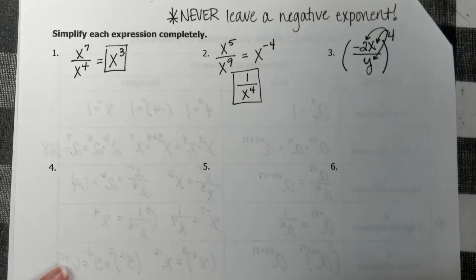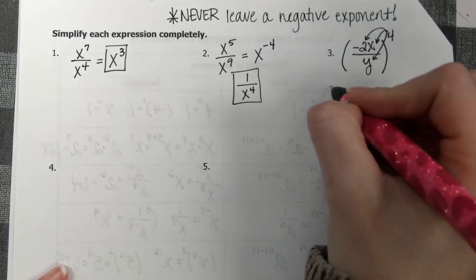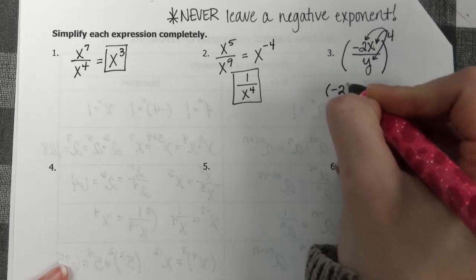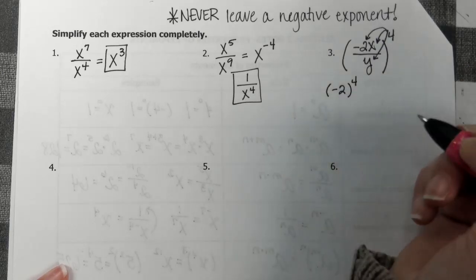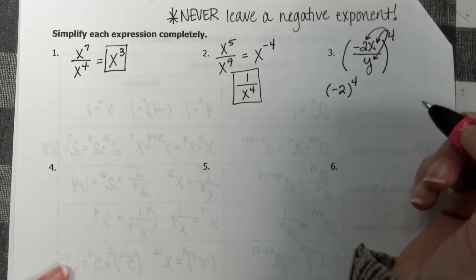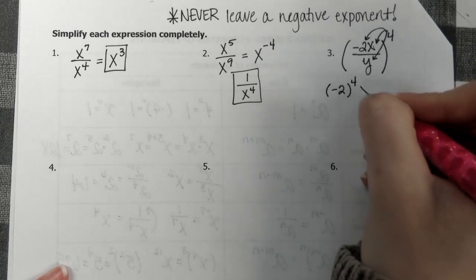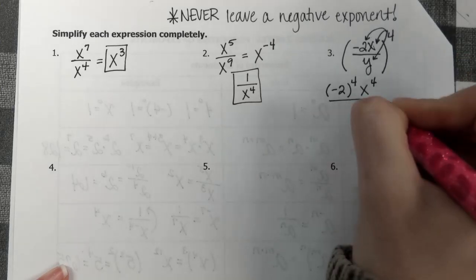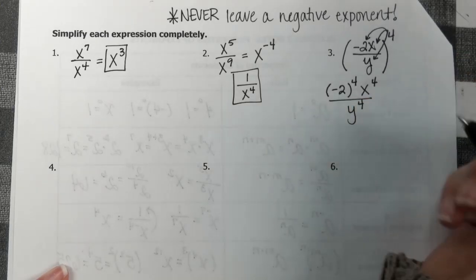Okay, how do I write negative 2? In parentheses, it's a negative base, so negative 2 in parentheses raised to the 4th is the proper way, or you're going to get the wrong answer. Okay, and then x to the 4th over y to the 4th.